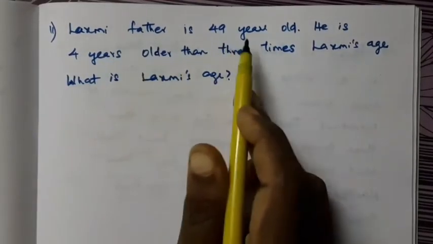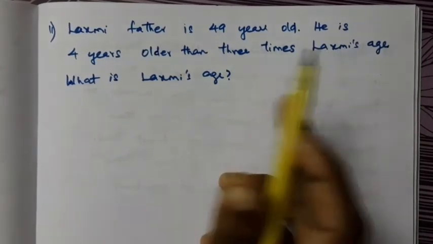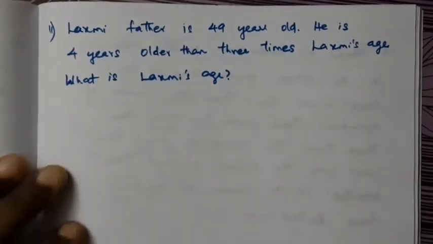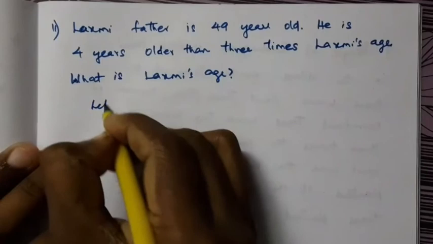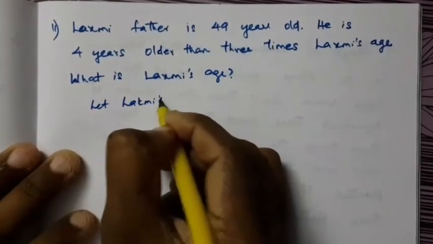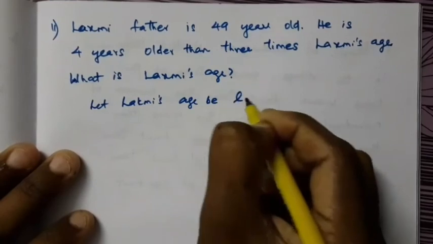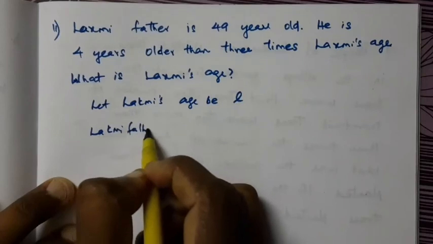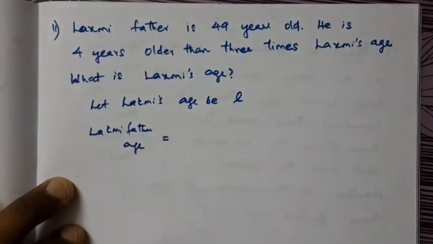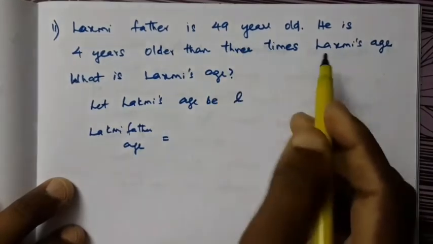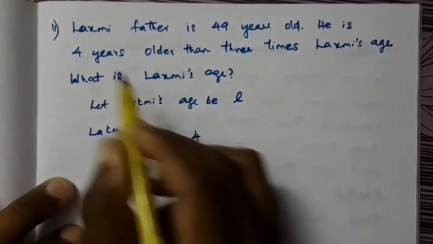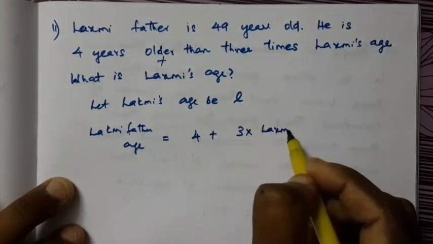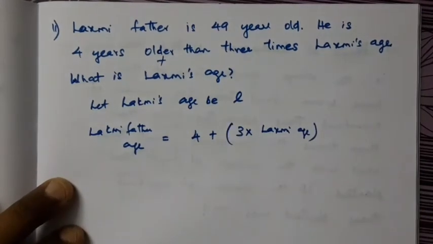Lakshmi's father is 49 years old. He is 4 years older than 3 times Lakshmi's age. What is Lakshmi's age? First, let Lakshmi's age be L. What is given is that Lakshmi's father's age is 49. His father's age is 4 years older, which means plus 3 times Lakshmi's age. This is how the equation should be.